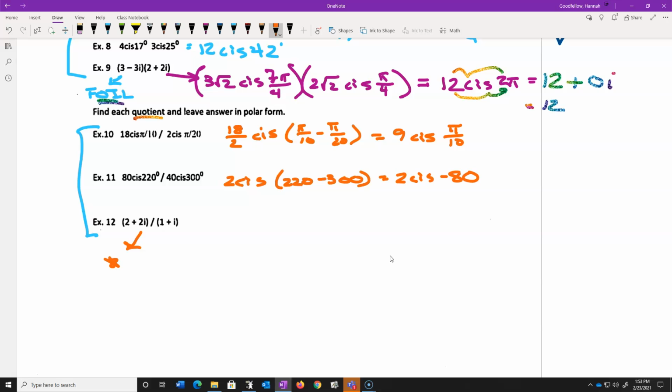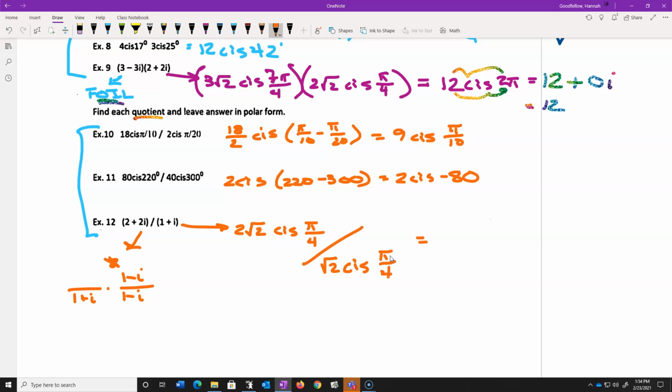Now, if I was going to do this back in rectangular, I would actually have to find the 1 plus i down here on the bottom, and I'd have to multiply by the conjugate on both the top and the bottom to evaluate it, because we can't leave imaginaries in the denominator. But it would be just about as easy to change this to polar complex. 2 plus 2i is 2 root 2 cis of pi over 4. And then I would be dividing that by 1 plus i, which would be the square root of 2, 1 squared, add them together, take the square root, cis of pi over 4.